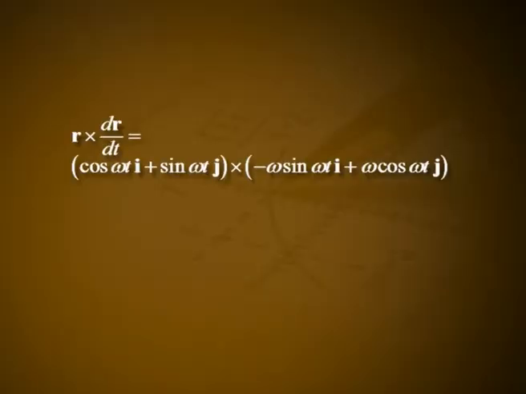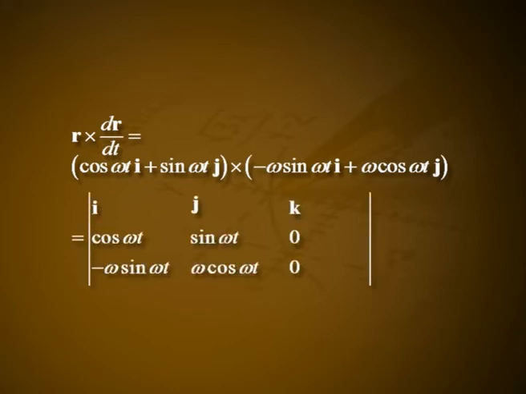r cross dr by dt is equal to cos omega t i plus sin omega t j cross minus omega sin omega t i plus omega cos omega t j, which is equal to the determinant i j k, cos omega t, sin omega t, 0, minus omega sin omega t, omega cos omega t, 0, which is equal to omega k, which is a constant vector.